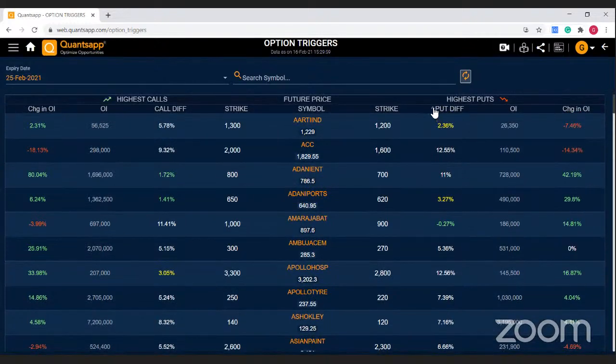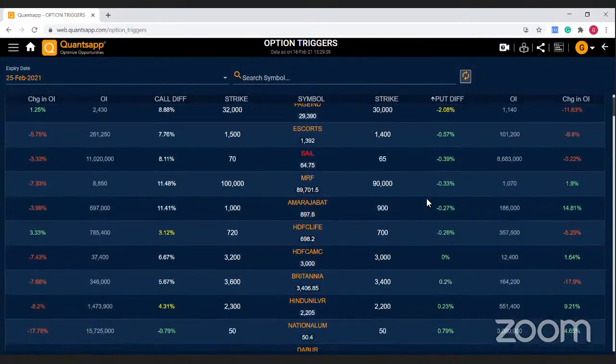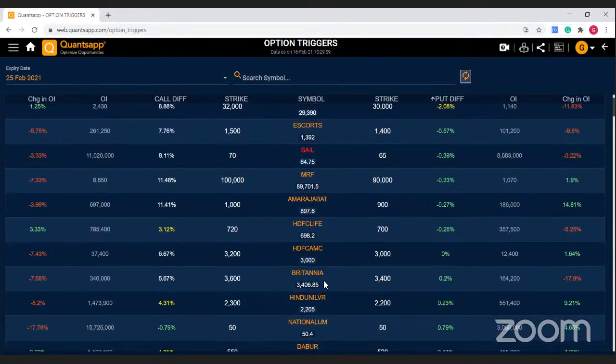Same as here, I will be more interested in looking at a stock which is trading very near to its highest put. If I say Britannia, we can see Britannia here. Britannia is trading at 3,406. So this is the future price. Highest put writers are standing at the 3,400 level. The difference is very minimal, just a 6 point difference between these two. And I can see at this level that put writers are feeling very jittery. They are feeling very nervous at this particular point, and they have started unwinding their positions.